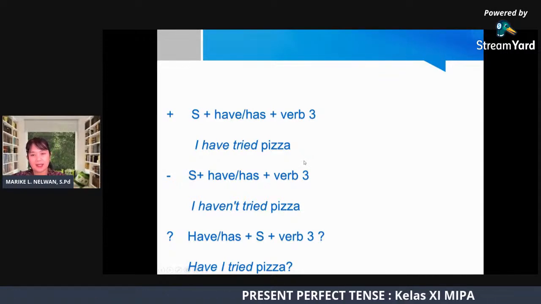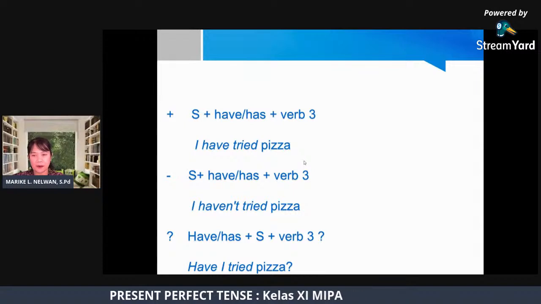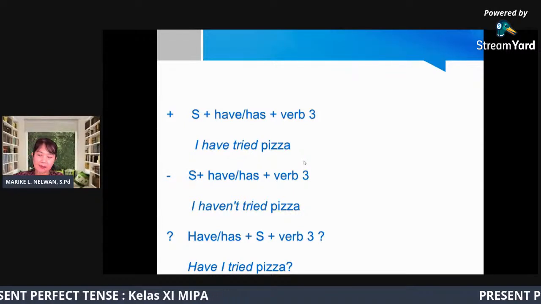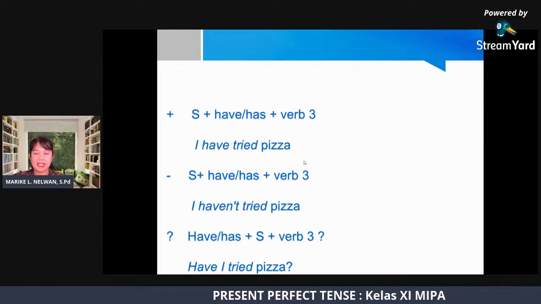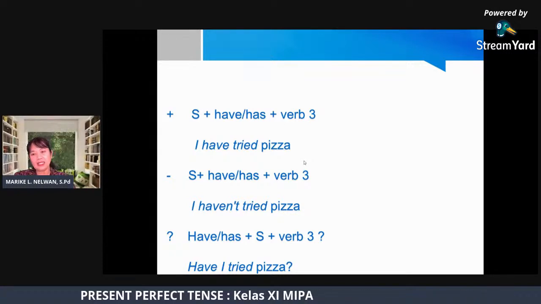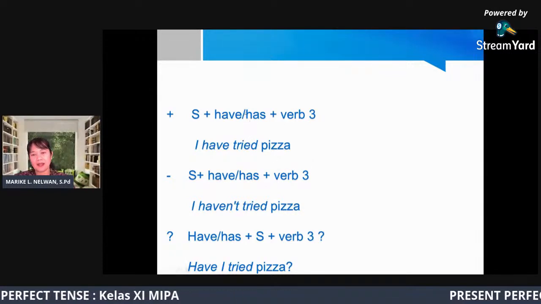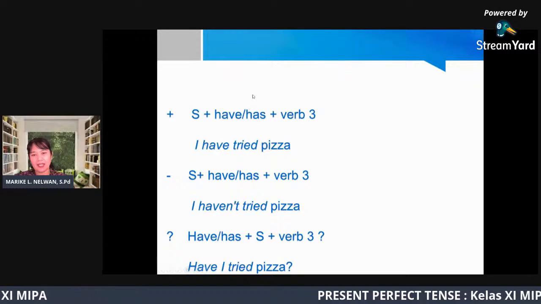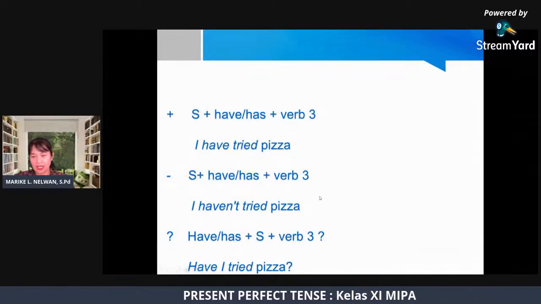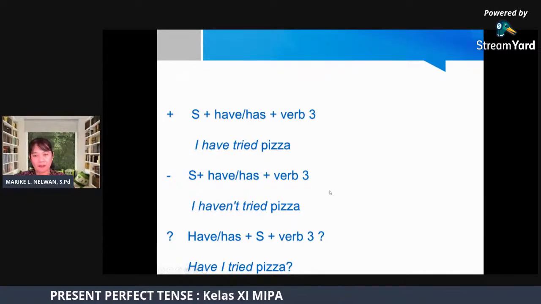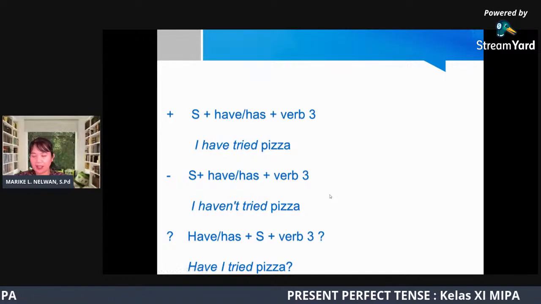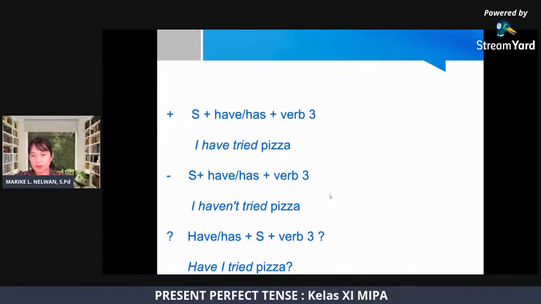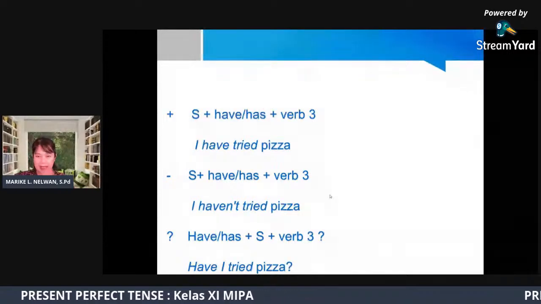If we change this sentence into negative form, maka akan berbunyi, I haven't tried pizza. Jadi setelah subjek, kita tempatkan have, dan diikuti oleh not. Jadinya I have not. Tapi bisa juga disingkat I haven't. Diikuti lagi oleh verb 3. I haven't tried pizza.